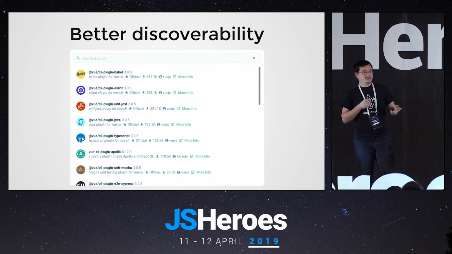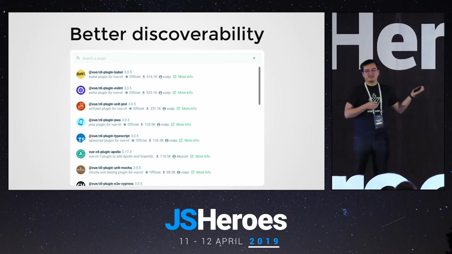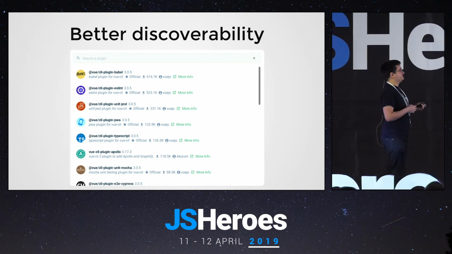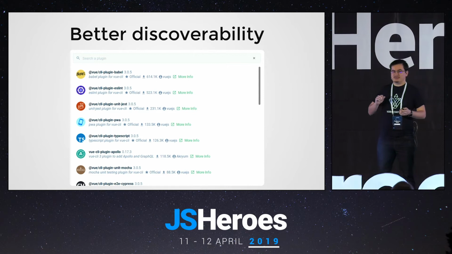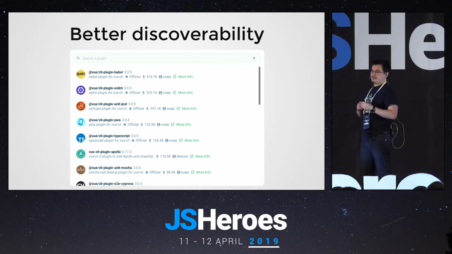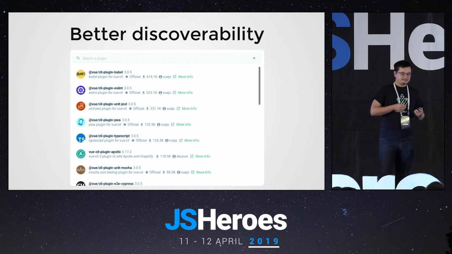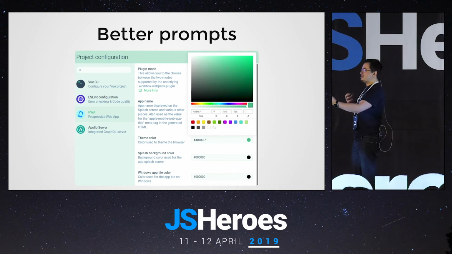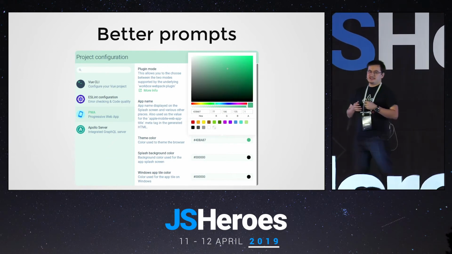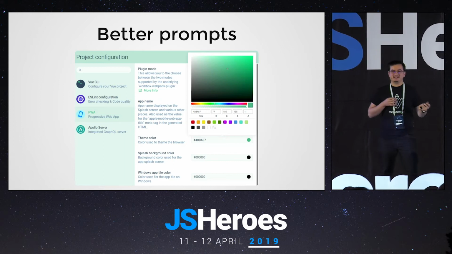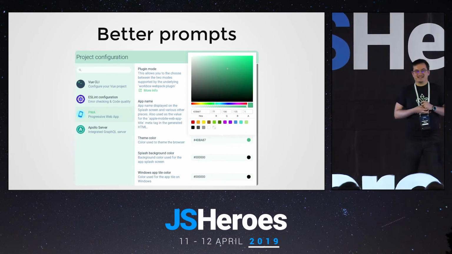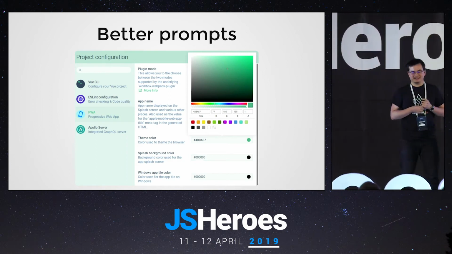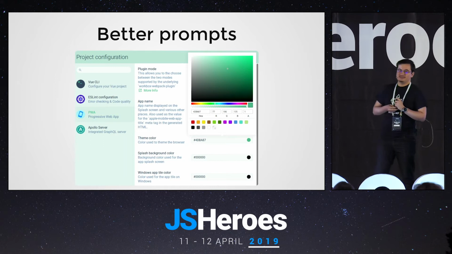And we can also improve discoverability. For example, if you want to add a new plugin to your project, there's an entire interface for that, so you don't have to go to npm and try to find which plugins are available. We can also improve the interaction experience. I think this is the best example. Instead of asking you which color you want, we can directly display a real color picker. I think that's great, and it would be quite hard to do in the terminal.